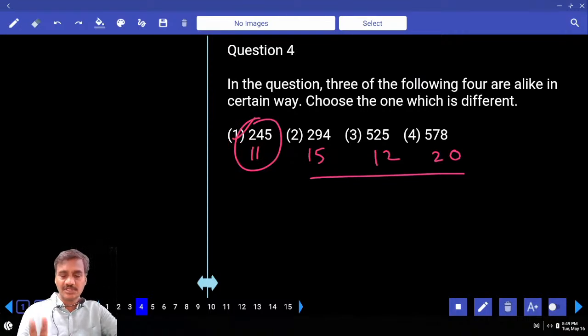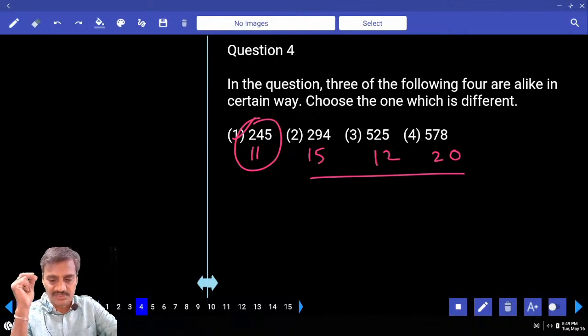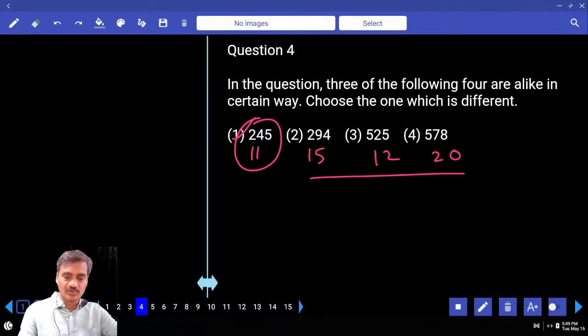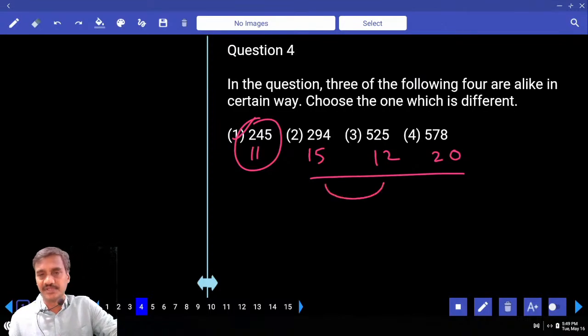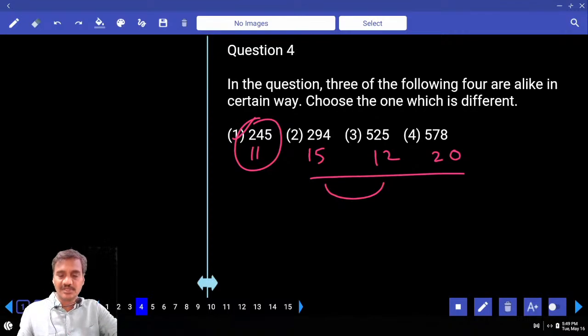Clear now? Because there are how many even numbers? 2 even numbers, 2 odd numbers. And 2 even numbers and 2 odd numbers. And at the same time, there are only 2 numbers that are multiples of 3. Isn't it? Hence, it cannot be your answer here. Hence, among this one, except choice 1, the remaining are multiples.